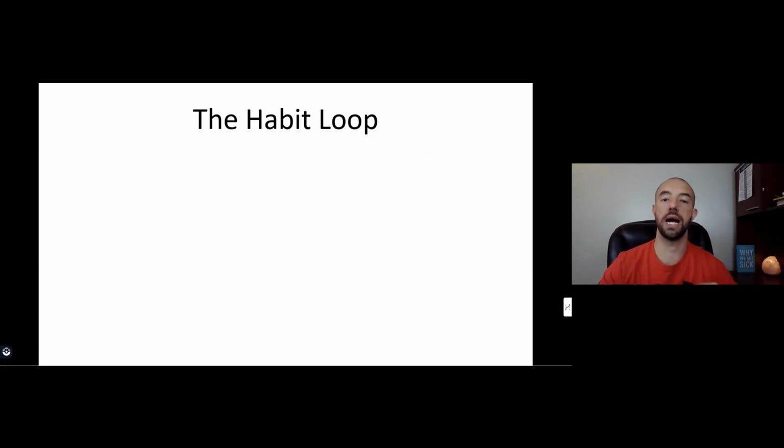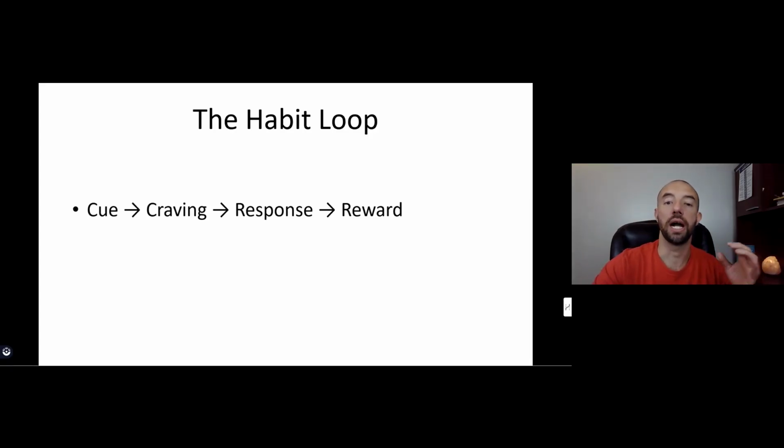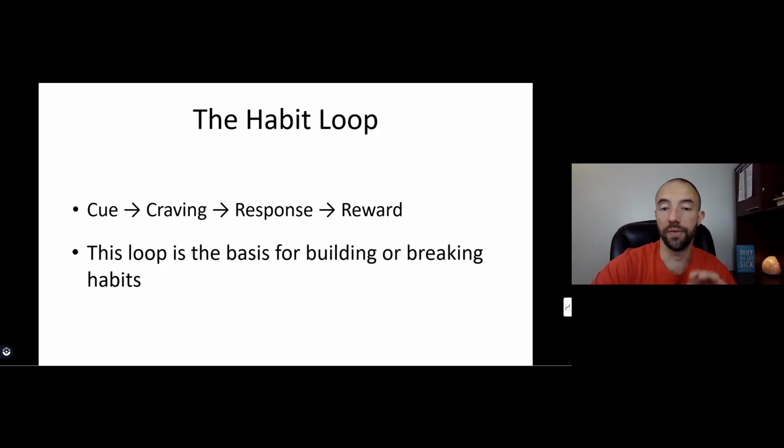The first, what is a habit loop? So the habit loop consists of 4 parts: a cue, a craving, a response, and a reward. So the cue triggers a craving, which motivates a response, which provides a reward, which satisfies the craving and ultimately becomes associated with the cue. So this loop is the basis for building and breaking habits.